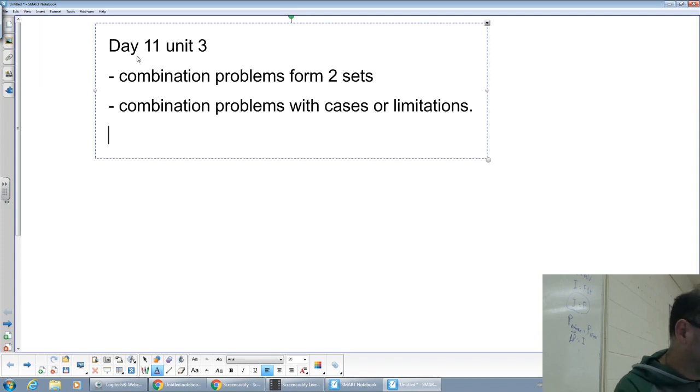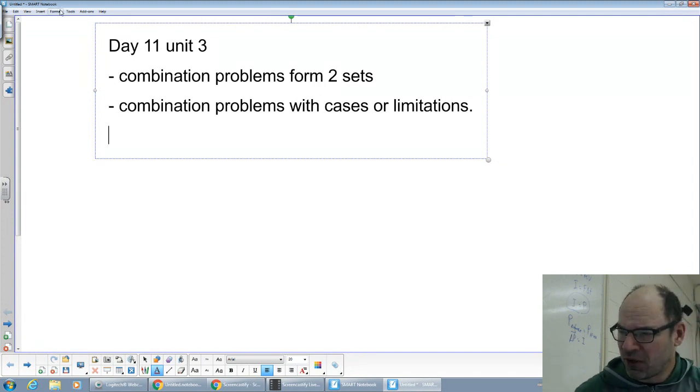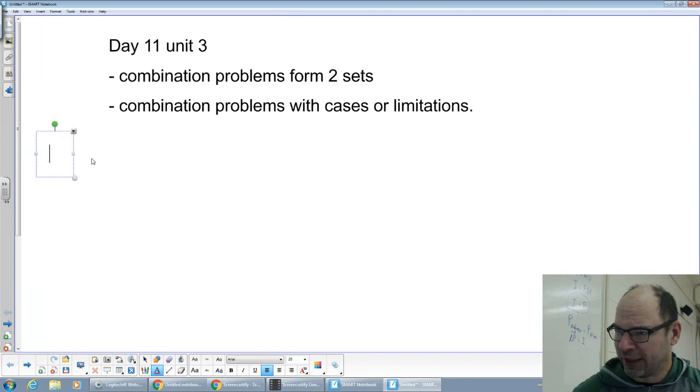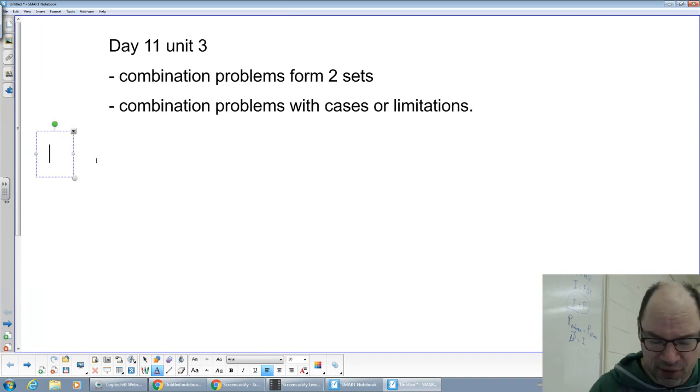And then probably what we'll do after that, in our last section on counting, is when you get all the blended stuff together, which makes it more difficult because you've got to look at combinations and permutations, and decide which one is which and why. So the first thing we're going to look at today is combination problems from two sets.